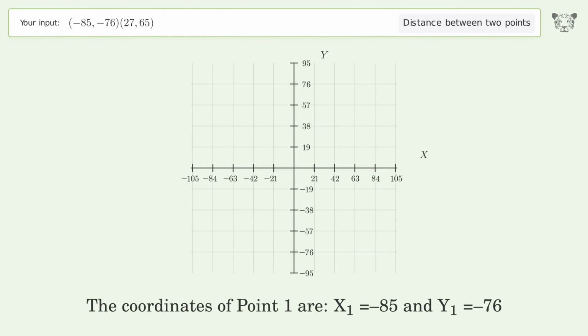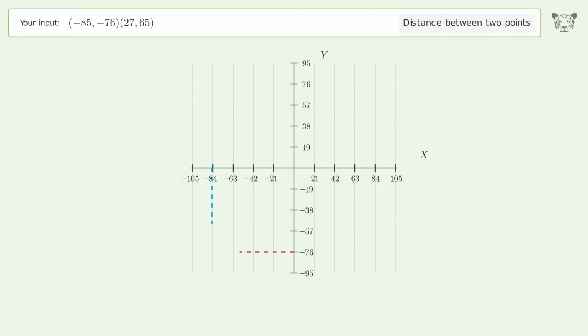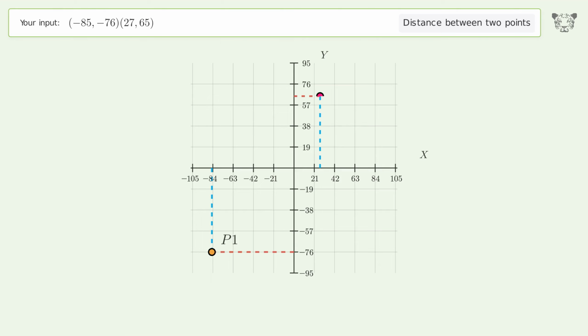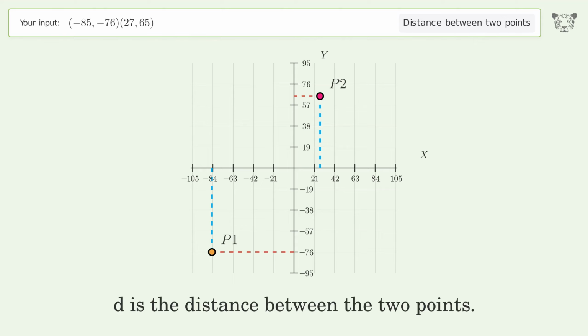The coordinates of point 1 are, x1 equals -85 and y1 equals -76. The coordinates of point 2 are, x2 equals 27 and y2 equals 65. D is the distance between the 2 points.